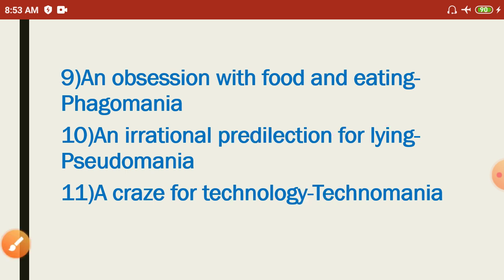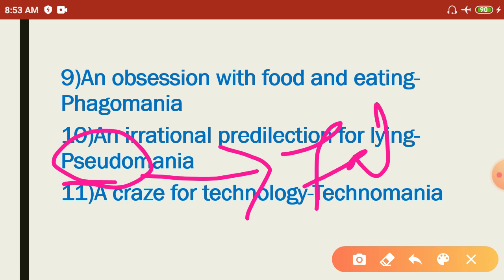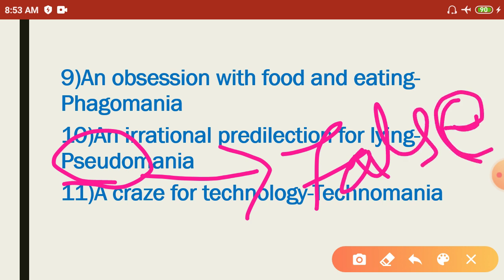Okay, then an irrational predilection for lying, false. If there is a mental illness towards false, then this is pseudomania. I think we are all acquainted with the word pseudo. Pseudo means what? False. In biology also, we have learned there is a word, pseudopodia, right?